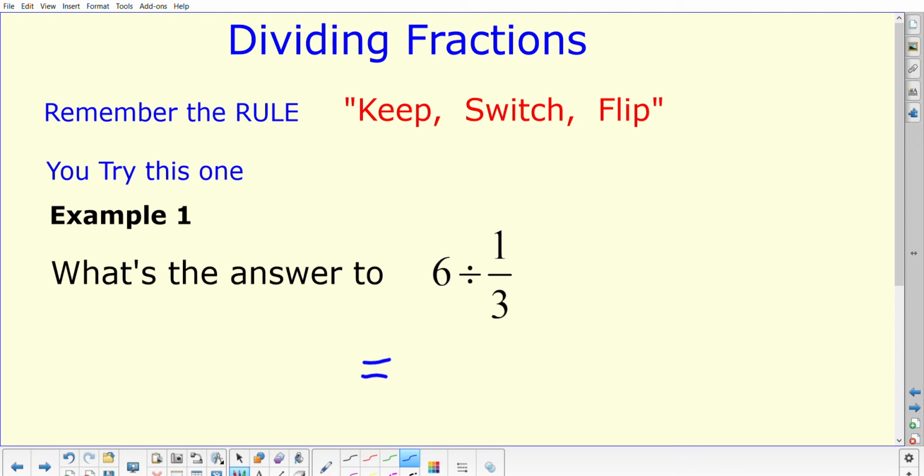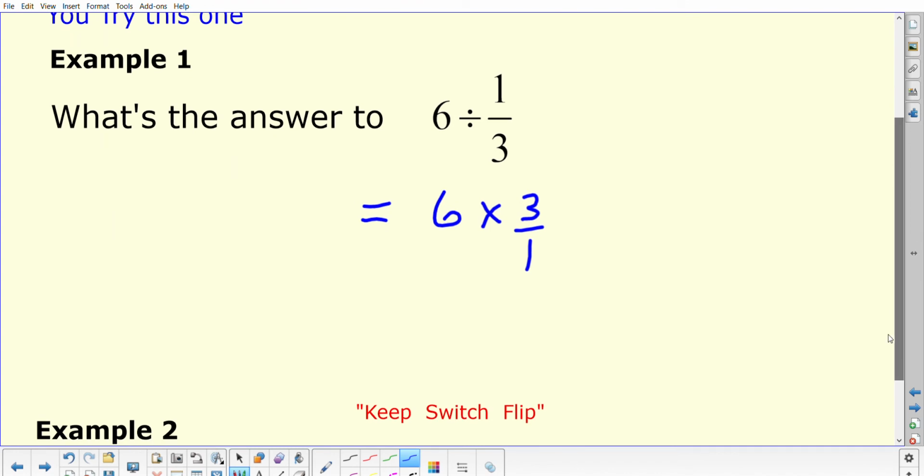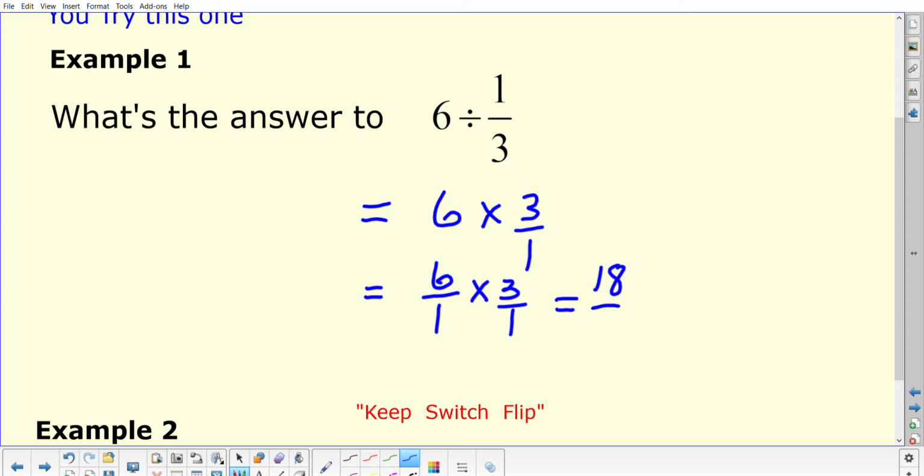So using this keep, switch, flip, what's the answer to 6 divided by a third? So I keep the 6, I switch the divide to a times, and I flip the second fraction over. So as we know, to make it fraction multiplication, we write that 6 as 6 over 1 times 3 over 1. That's going to give us 18 over 1, and as we know, the answer to that is simply 18.